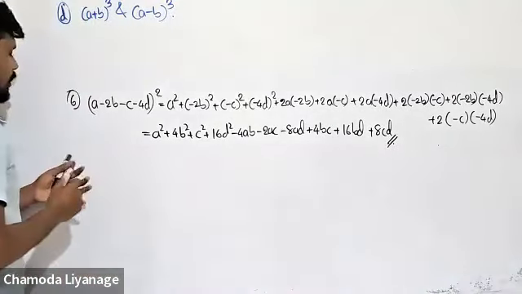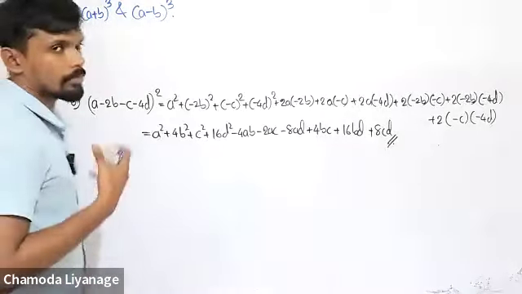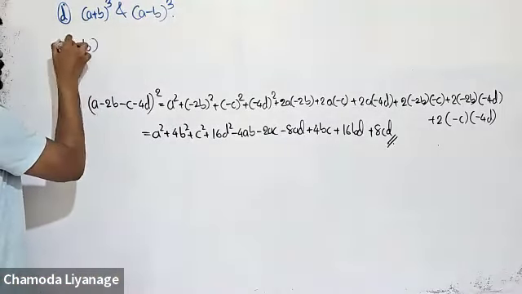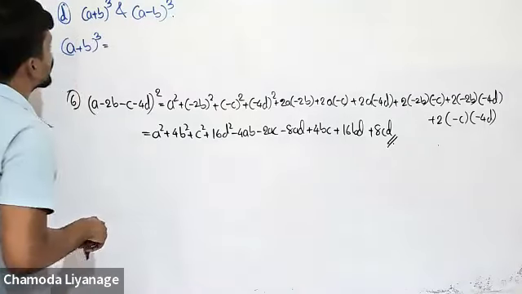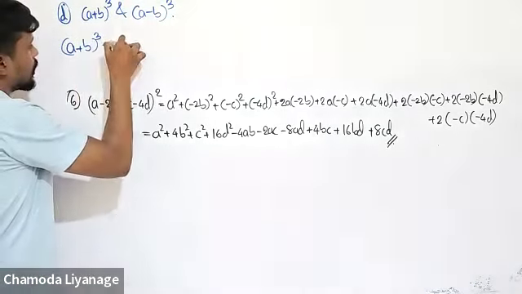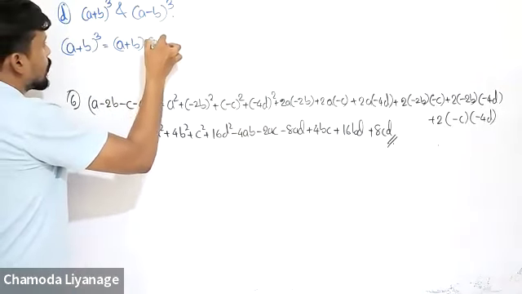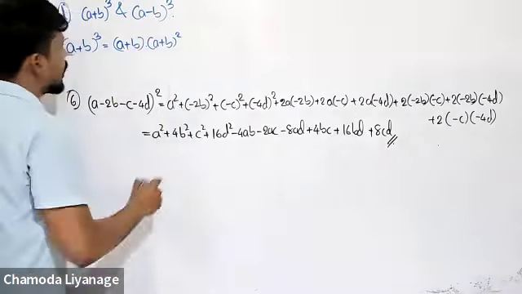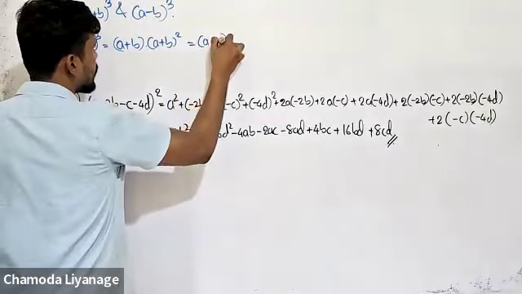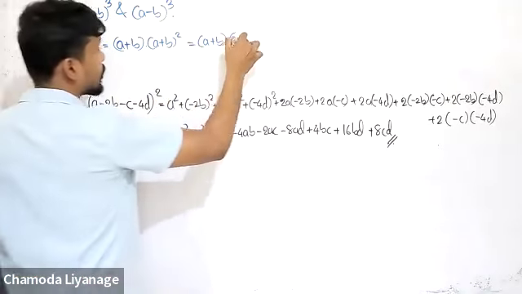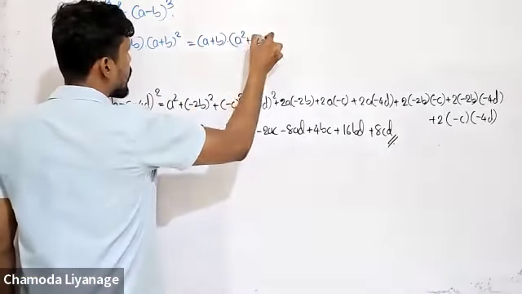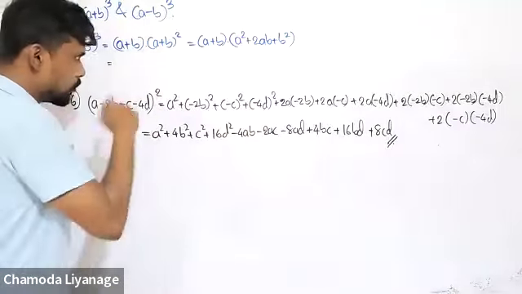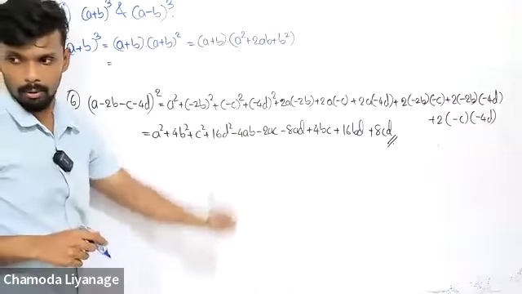Right. So let's get the expansion of a plus b cube. This can be written as a plus b into a plus b squared. And we know the expansion of a plus b squared: a squared plus 2ab plus b squared. Now expand this. Remove the brackets.